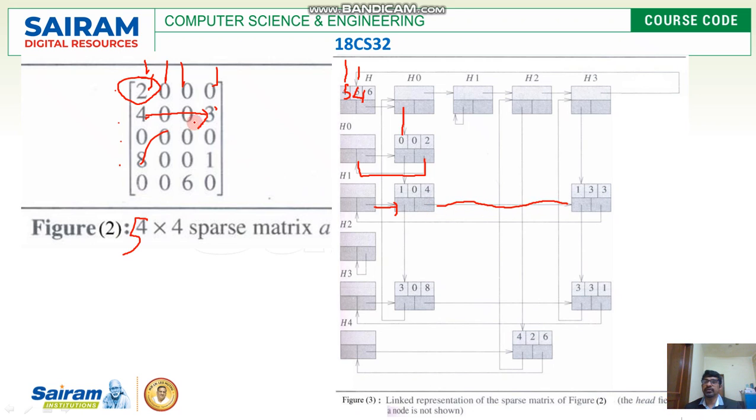And what is this value? This is going to be the first row and third column. First row, third column, we have value 3. So we continue this, and if you take the last one, we can see 4 to 6.